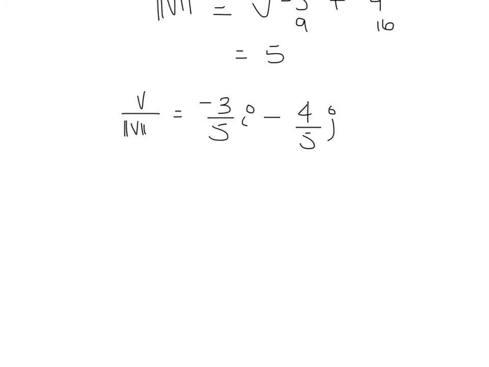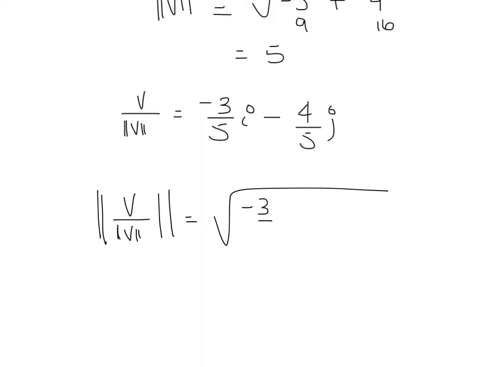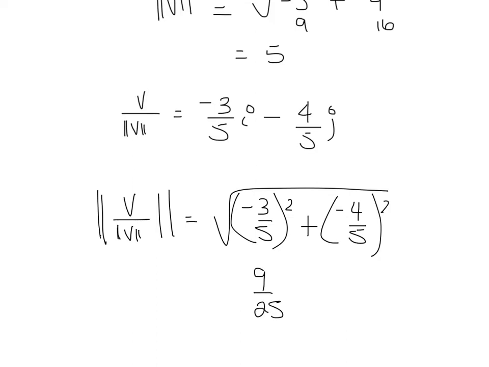Let's verify it. So now I'm finding the magnitude of the unit vector. Square root of a squared plus b squared. So here we get 9 over 25 plus 16 over 25 equals 25 over 25. That's 1. So we know we did it right.